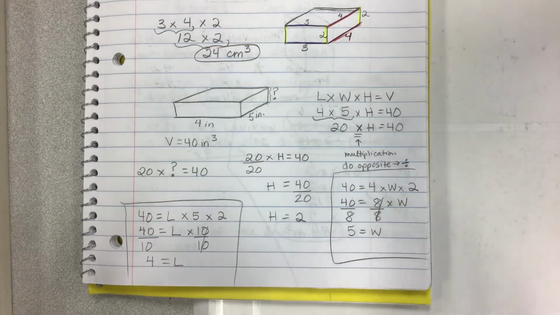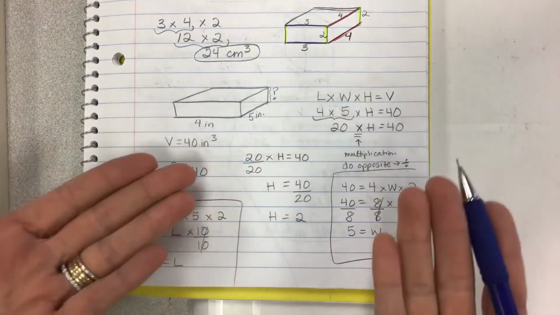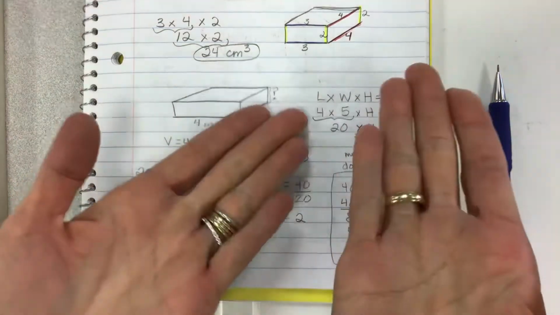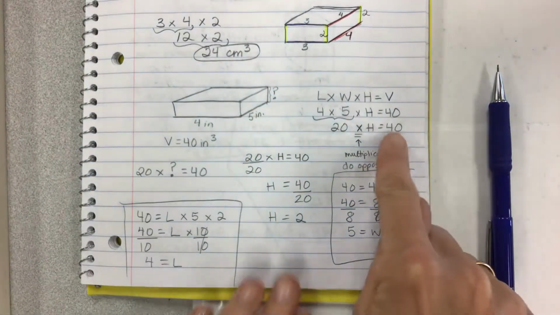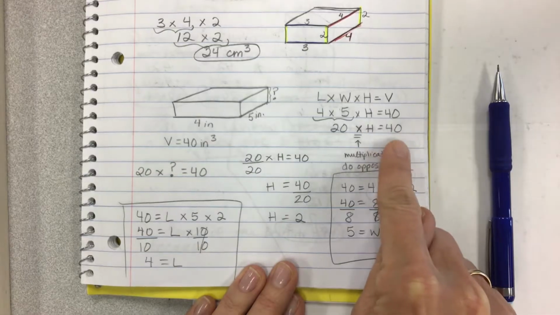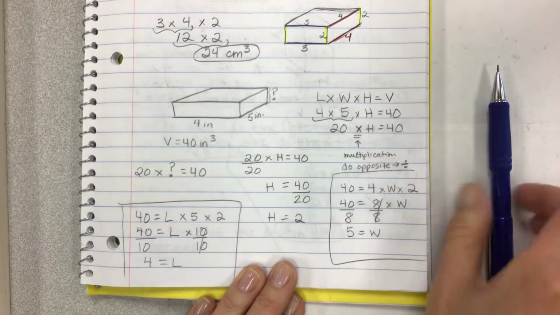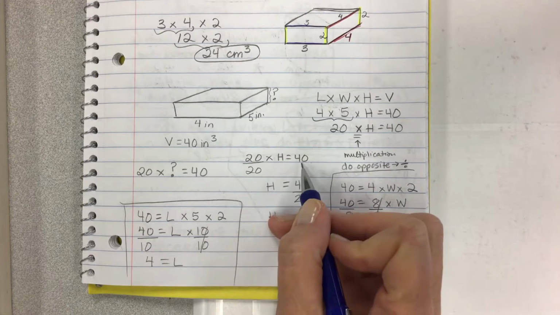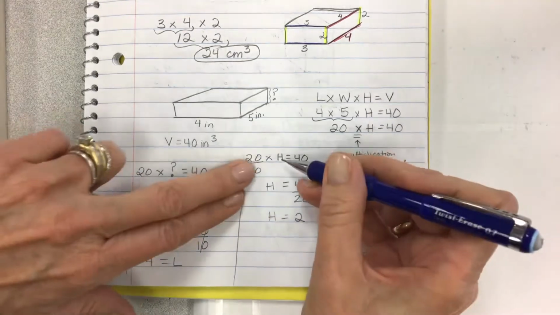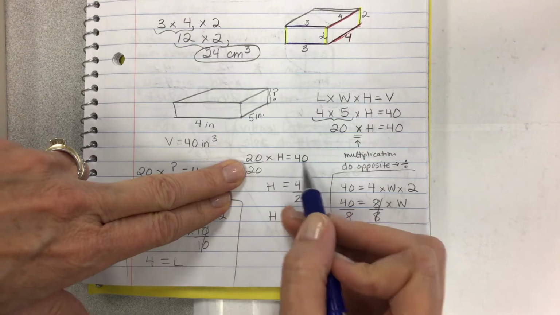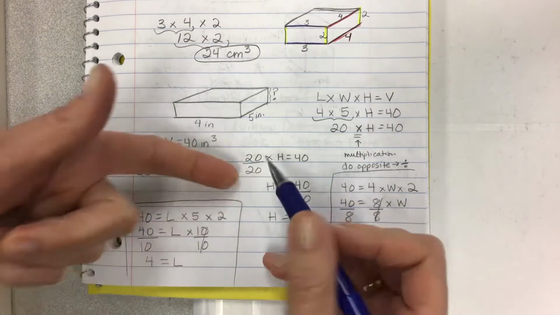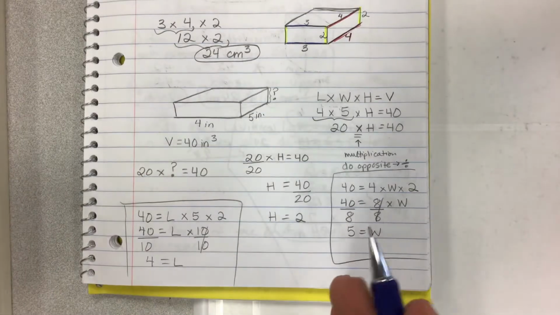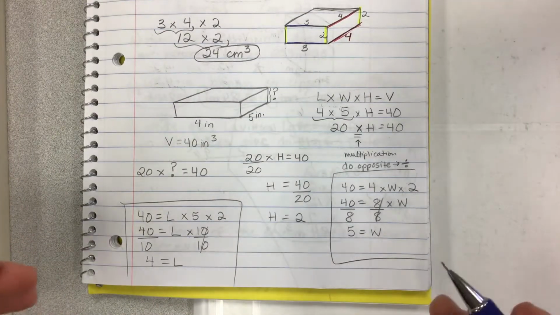And in algebra, what you have to recognize is that the equal sign is a balance. So everything over here has to have the same value as everything over here. So if I have 20 times a number and I get 40, well, you should be thinking 20 times what equals 40? So you might think, well, 20 times 2 equals 40. So how can you mathematically prove that or get used to setting it up?